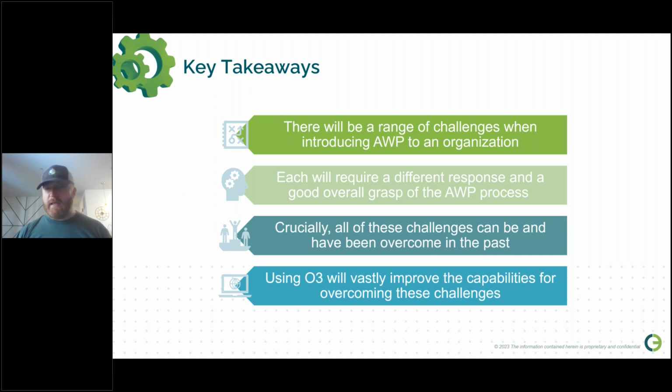And using O3 is going to vastly improve your capability for overcoming these challenges. So O3 is built on AWP best practices. So immediately with a digital solution like this, you're going to have a big leg up in terms of accelerating your AWP maturity and being able to get on quicker to actually realizing the value.